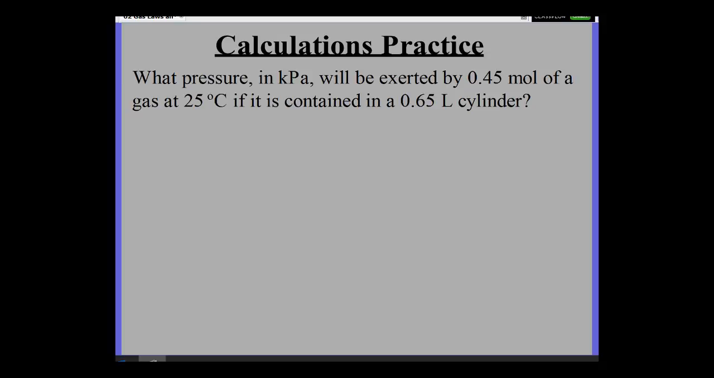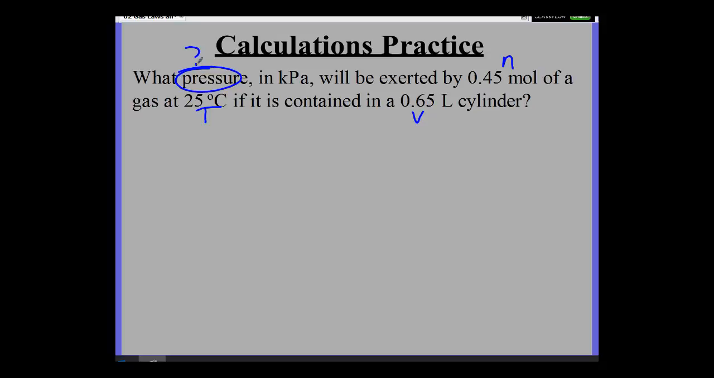Alright, this is like the most missed problem, believe it or not. So it says, what pressure, oh no, not this one, the next one. What pressure in kPa will be exerted by 0.45 moles, so moles is letter N, of a gas at 25 degrees Celsius, Celsius is a temperature, contained in 0.65 liters, which is a volume. We're looking for pressure, right? So, one of each I use.